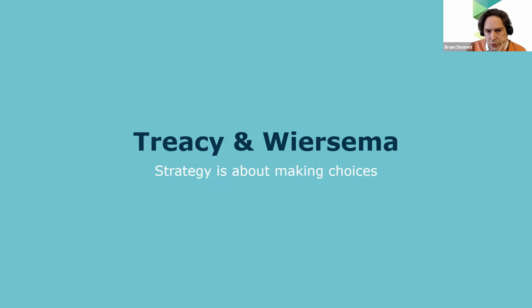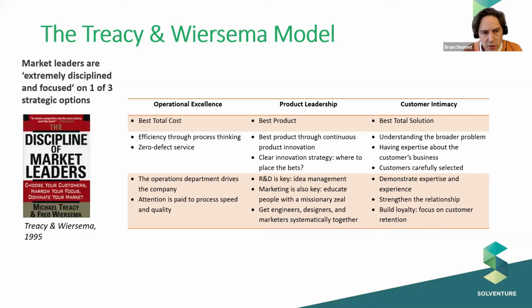One of the models I often use in practice is the model of Treacy and Wiersema to explain what strategy is. And Treacy and Wiersema say, but other strategy models say the same, in the end, strategy is about making choices. The book they published in '95 is called The Discipline of Market Leaders. And they studied what defines market leaders. A market leader is a company that consistently outperforms its competitors over a longer period of time. And a longer period of time is not 2 to 3 years, it's really like 10 to 15 years.